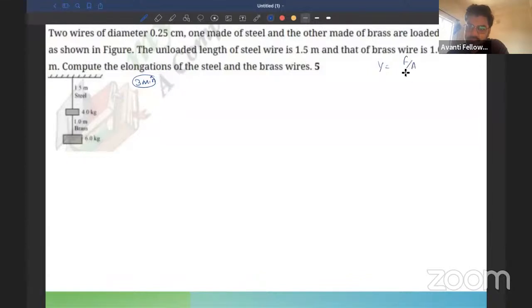force upon area upon change in length upon original length. So this change in length we have to calculate, right? It is stress upon strain. Longitudinal stress upon longitudinal strain.